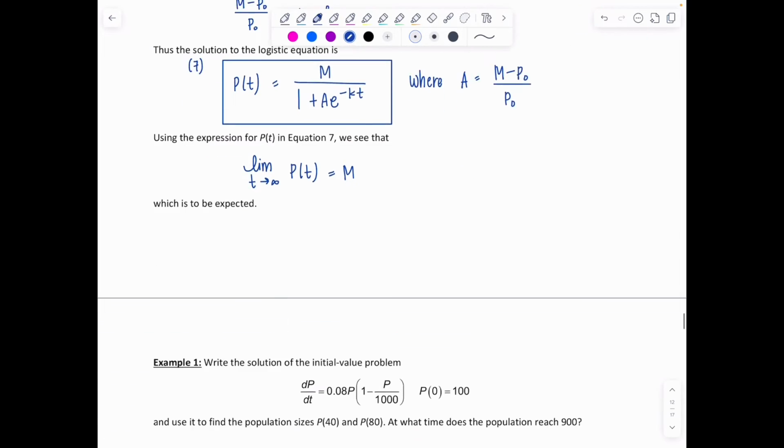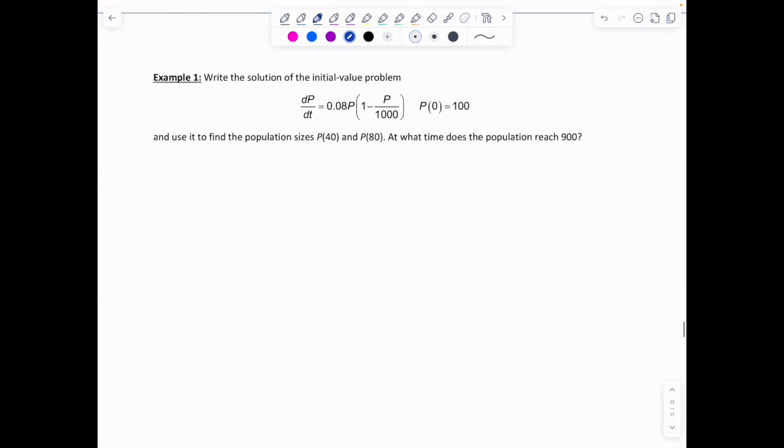You'll need a calculator. And here we go. Write the solution of the initial value problem dP/dt equals 0.08P times 1 minus P over 1,000. And then here's the initial population. P of 0 is 100. And then use it to find the population sizes P of 40 and P of 80. At what time does the population reach 900?